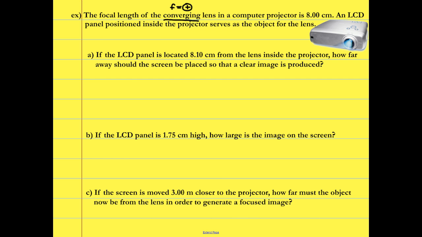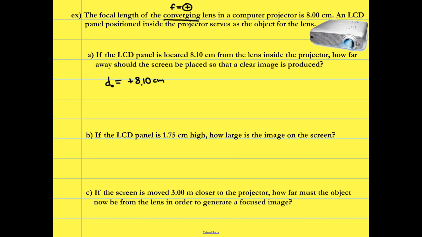In this example, we have a converging lens with a focal length of 8 centimeters inside a computer projector. An LCD panel is positioned inside the projector that serves as an object for the lens. So if the LCD panel is located 8.10 centimeters from the lens inside the projector, how far away should the screen be placed so that a clear image is produced?